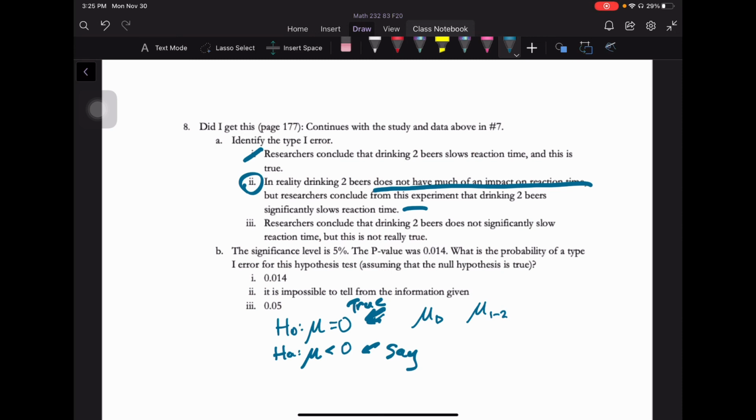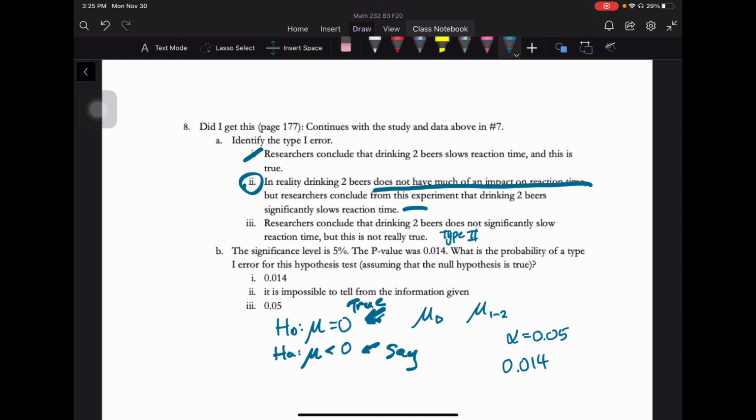Researchers conclude that drinking 2 beers does not significantly slow reaction time, but that's not really true. That would be a type 2. Now, the significance level is 0.05, so alpha equals 0.05. And the p-value is 0.014. Our p-value is low. We would reject. We would say that the average time is slower.